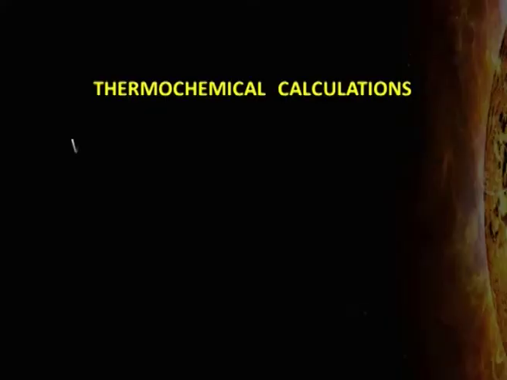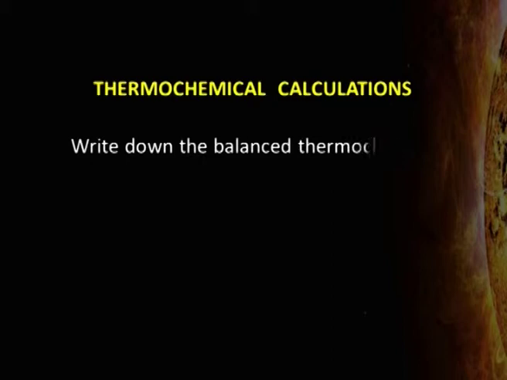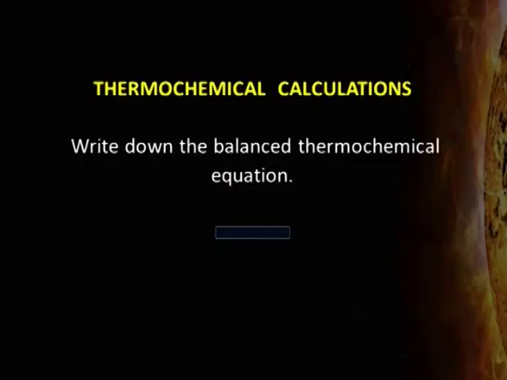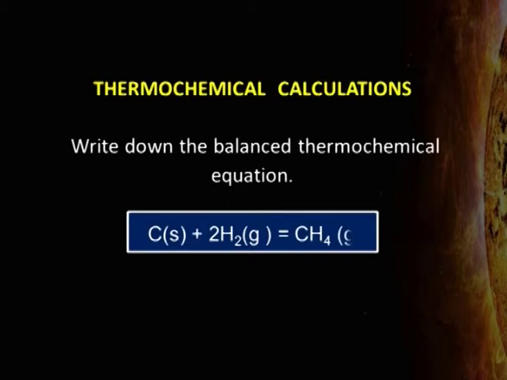For thermochemical calculations, some points must be remembered. First of all, write down the balanced thermochemical equation. For example, if you want to calculate the heat of formation of methane, then write down the equation: carbon solid plus 2H2 gas giving CH4 gas. Now you have to calculate delta H for this reaction to calculate the heat of formation of methane.